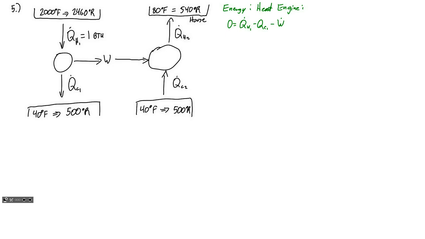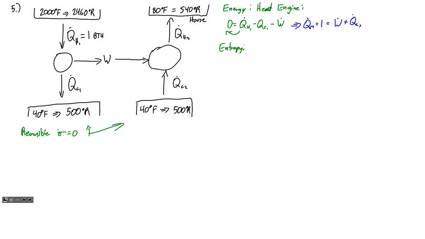So I can rearrange this a little bit. I can move Q to the other side, and I also happen to know what Q is. So at that point, QH1 is equal to 1, which is equal to W plus QC1. Okay. Not bad. Let's do our entropy balance and see if we can get more information. This was reversible, so we should have written that down at some point, and sigma is equal to 0 for both of these cases.